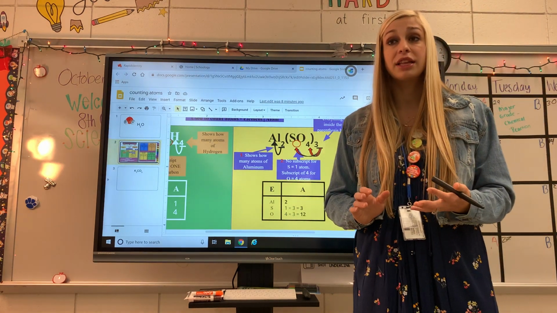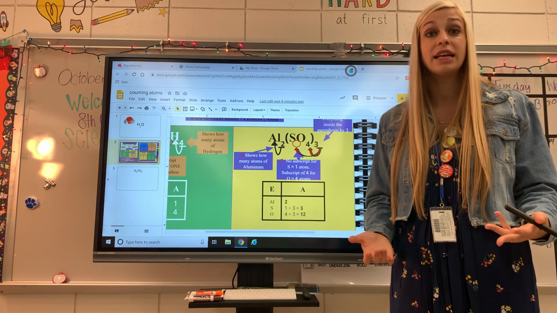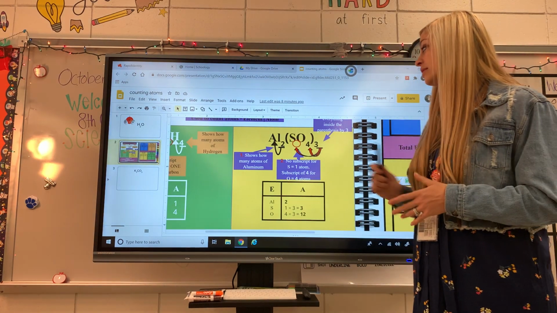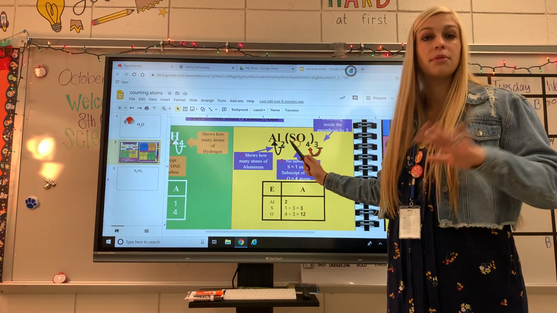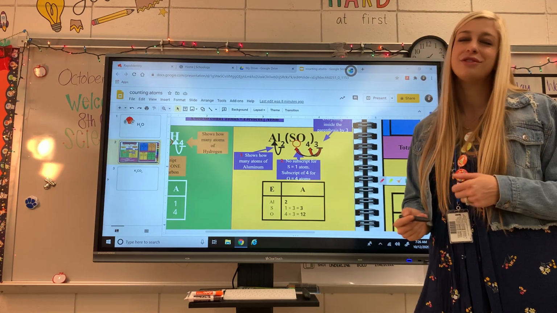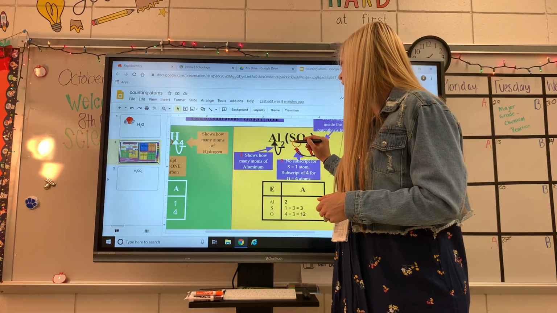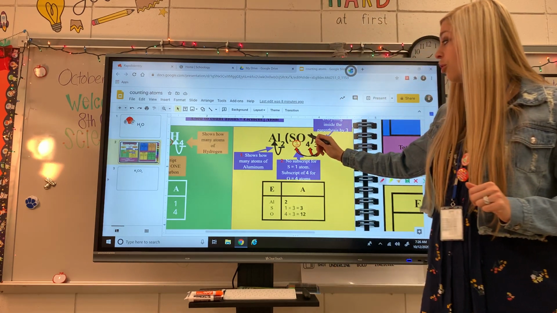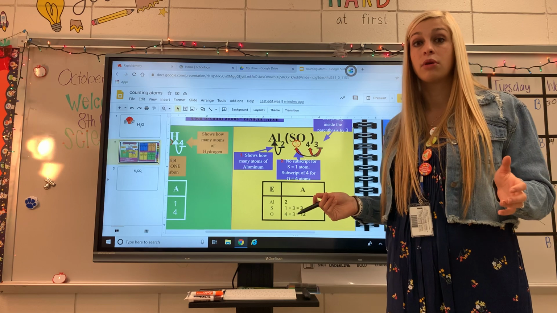First thing you do is you look at the equation and you see, do I need any ones? Do I need to add ones? Al has a subscript, I'm gonna leave it alone. S doesn't have a subscript, that circle is there just to help you. So we're gonna add a 1.